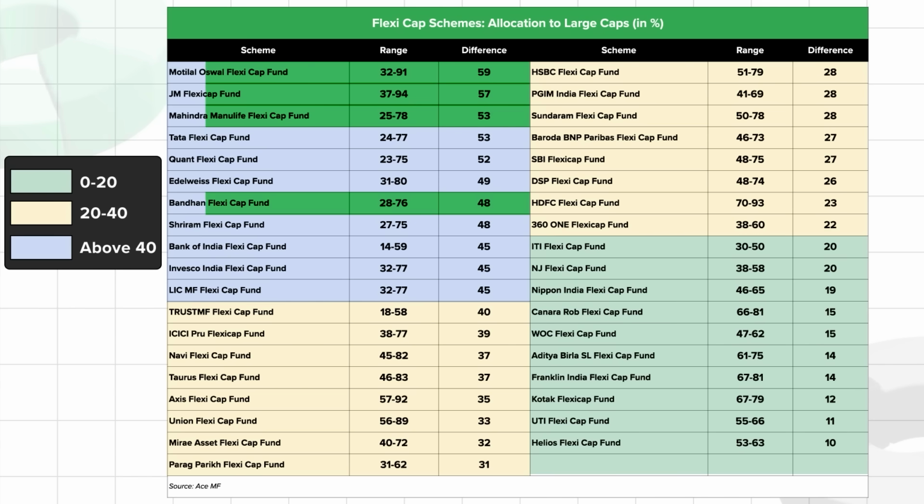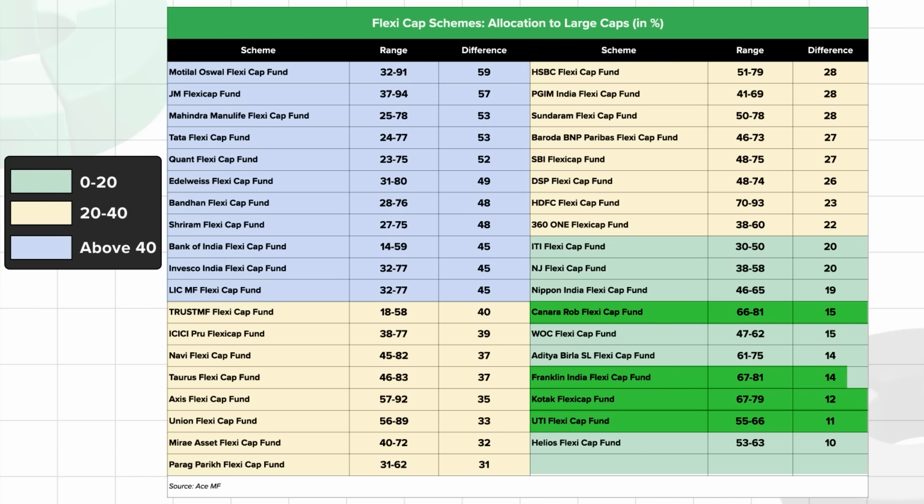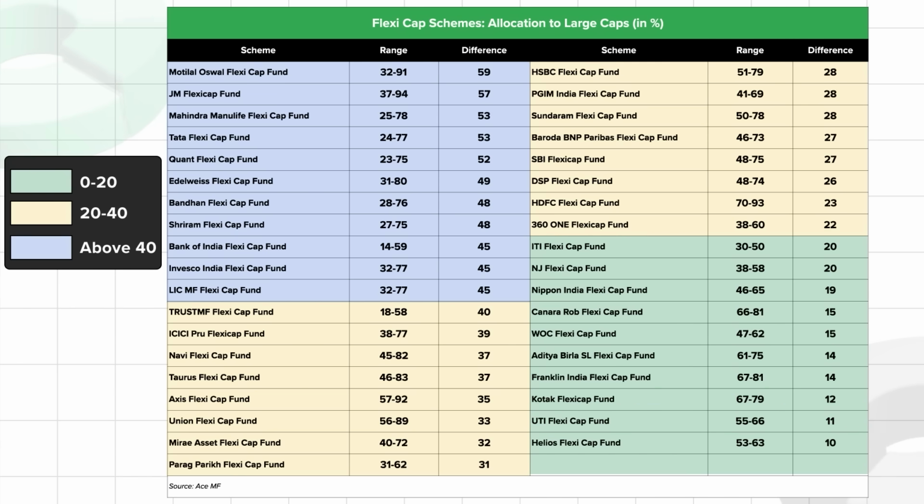Now, compare that to UTI Flexi Cap. This fund has stayed within a narrow 11-point band ranging from 55% to 66%. Similarly, other funds like Canara Robeco Flexi Cap, Kotak Flexi Cap, Franklin India Flexi Cap, and others have shown limited variation. This shows a more measured and consistent approach to portfolio construction. Here, the fund manager has a stable asset allocation philosophy and sticks to it through market phases. These funds are likely better suited for investors who prefer predictability over tactical shifts.